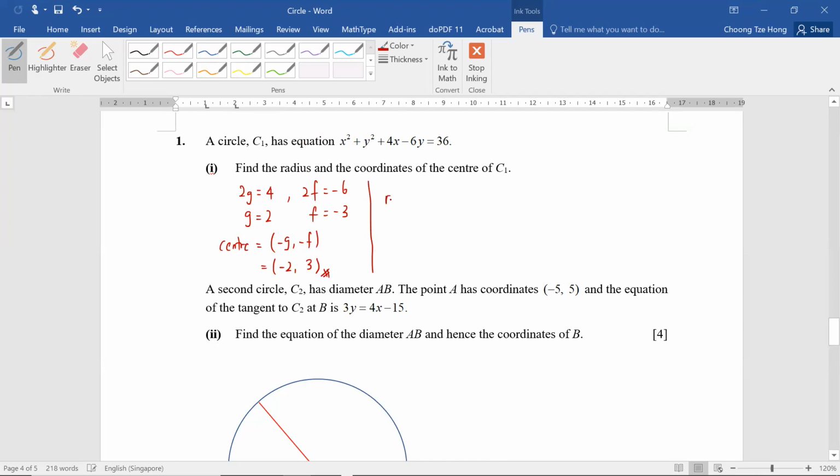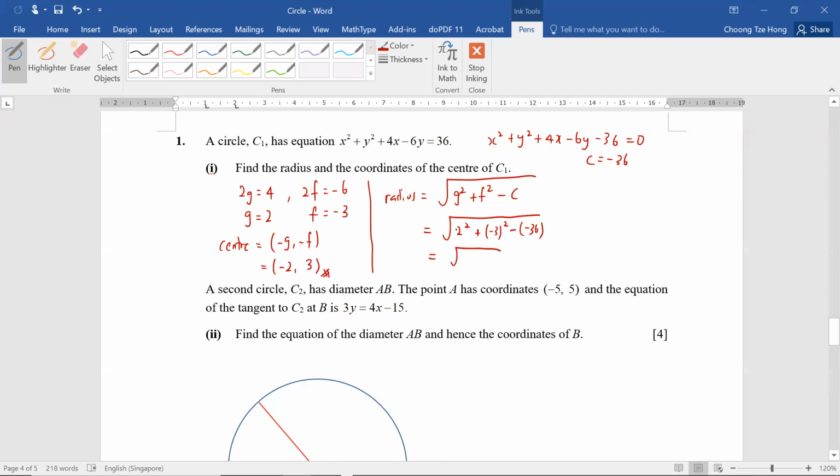Then we can find the radius. Okay, so remember radius will be square root of G squared plus F squared minus C. Alright, so G squared will be 2 squared plus negative 3 squared, minus C. Okay, so in this case, for this particular question, you got to bring the 36 over to the other side. So this means that C is negative 36. Okay, so you got to bring it to the other side before you can call it C. All right, so minus C, so minus negative 36.